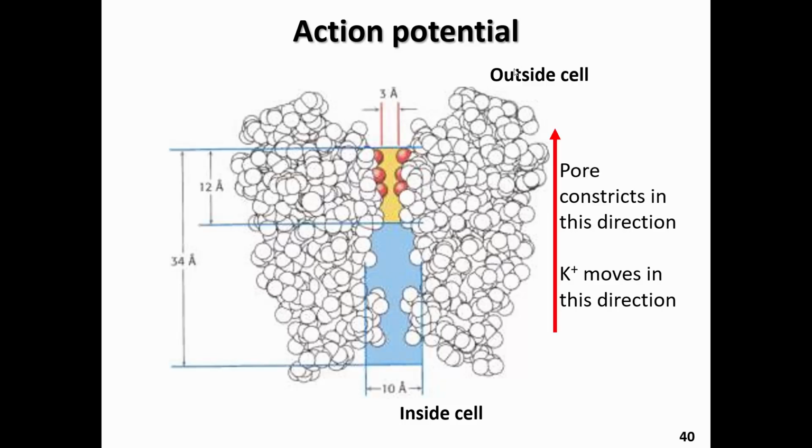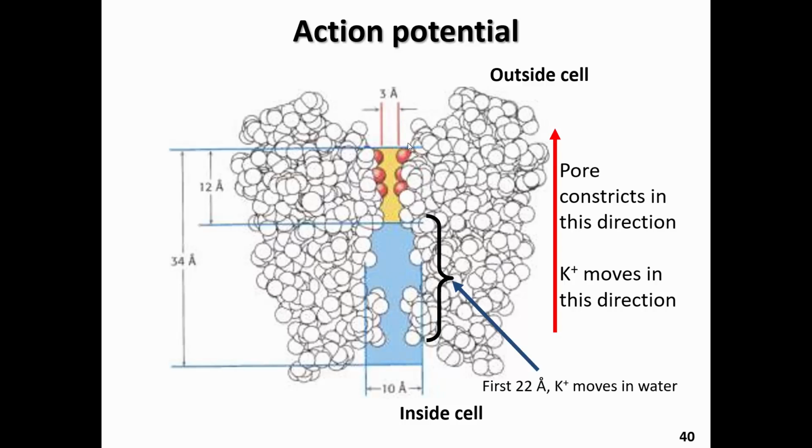We start with the outside of the cell with a larger dimension than the interior of the cell, which has a narrower dimension. And so, although we see a cone-shaped appearance from outside to inside for the entire channel, the pore actually constricts from inside towards the outside. Remember, potassium is transiting from the interior of the cell towards the exterior of the cell.